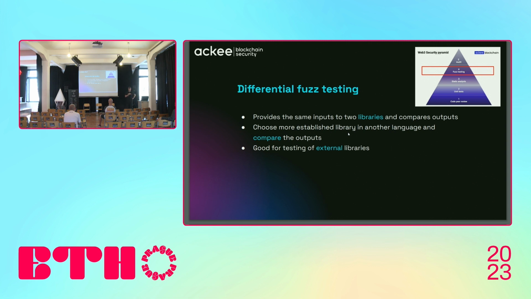So how you can do it, if it's some kind of math library, you can take the math library, implement it in a different language that's doing the same, that's more established, and just try the same random inputs on library A and library B and check the outputs. And if the outputs are the same, it's fine. If there's some difference, then probably library B is not behaving as it should.